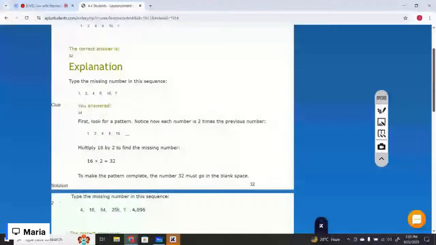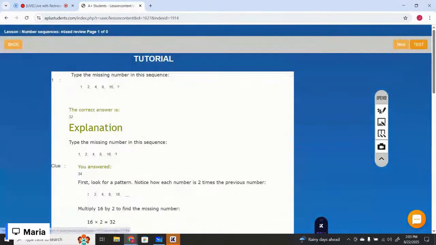One times two is two. Two times two is four. Four times two is eight. And eight times two is 16. So 16 times 2 is 32. The next one in the sequence is 32. Let's just start with the test questions.